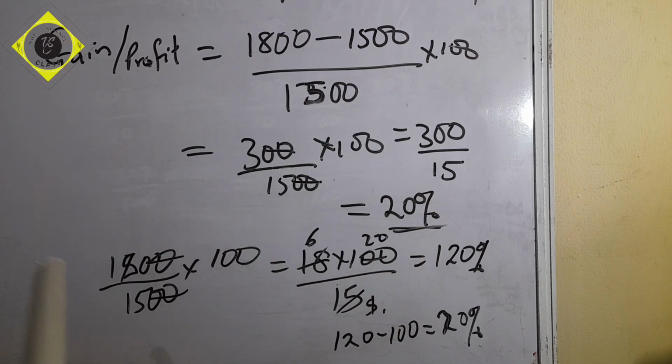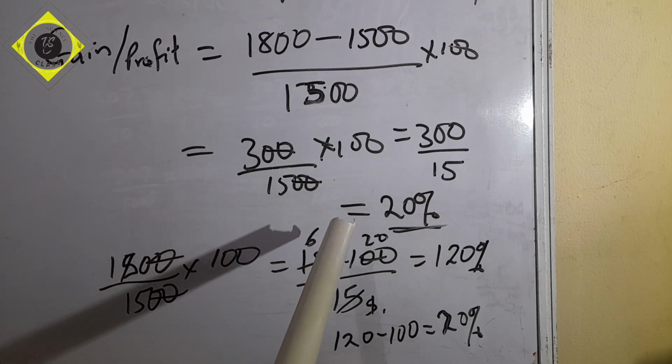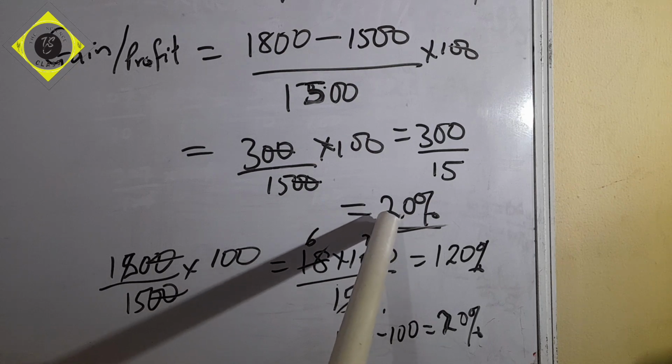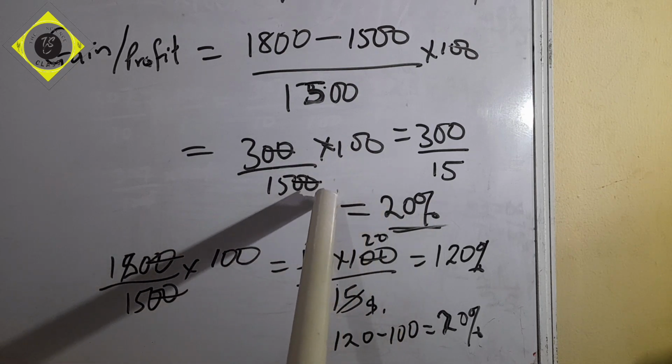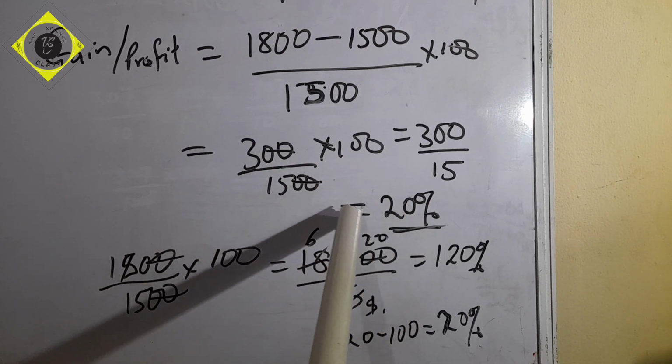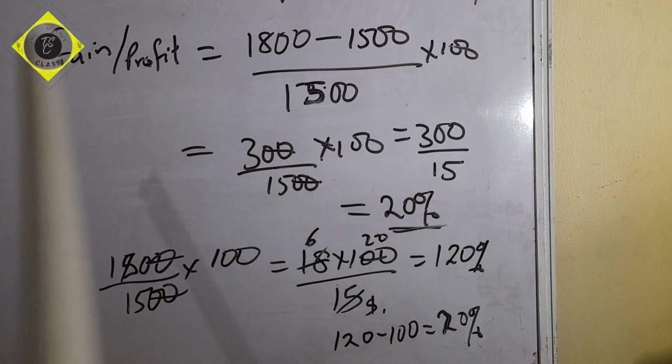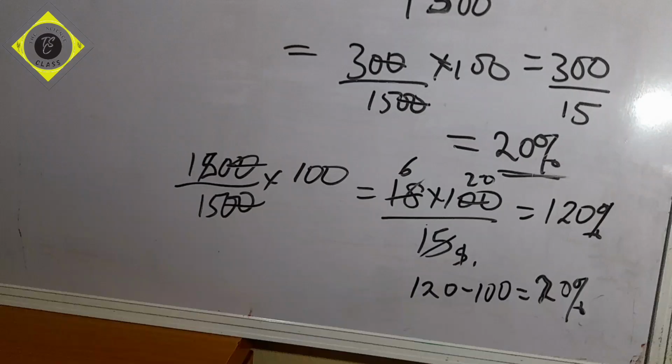300 divided by 15 is going to give us 20. You understand? And so the percentage gain is 20%. There's another shortcut method to do this.